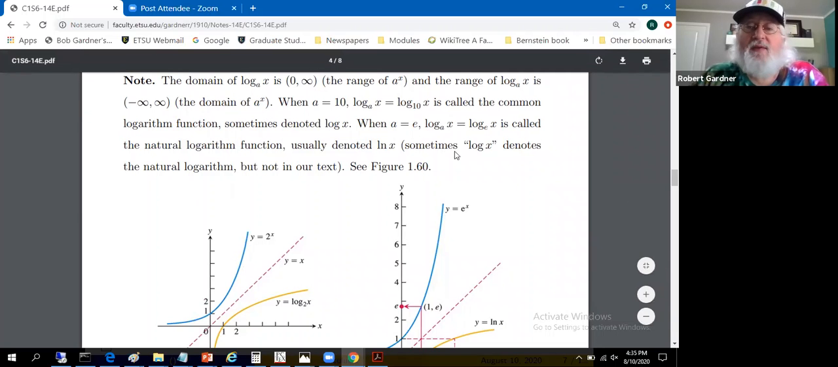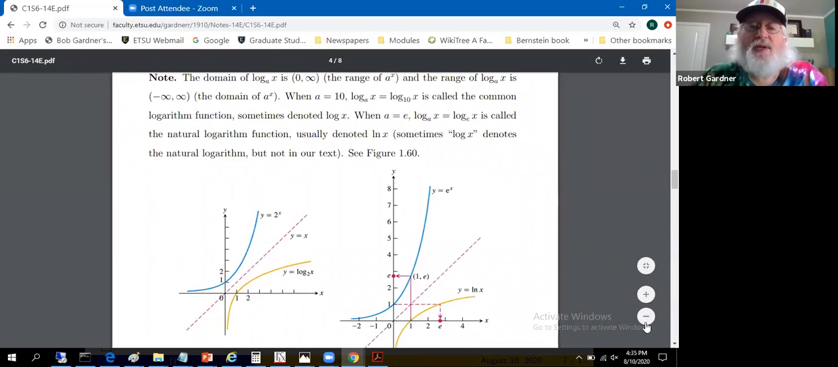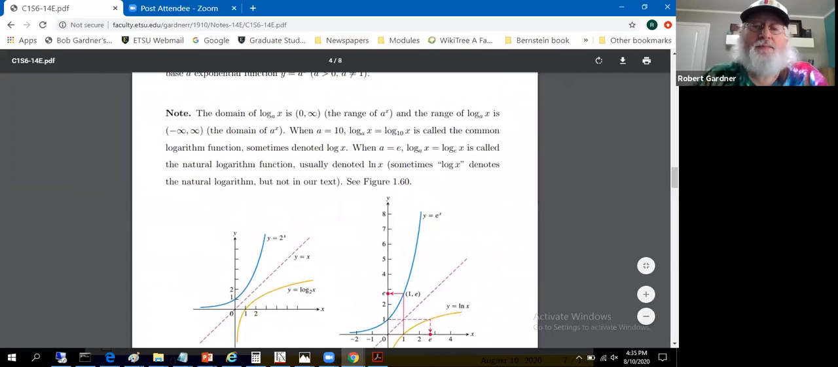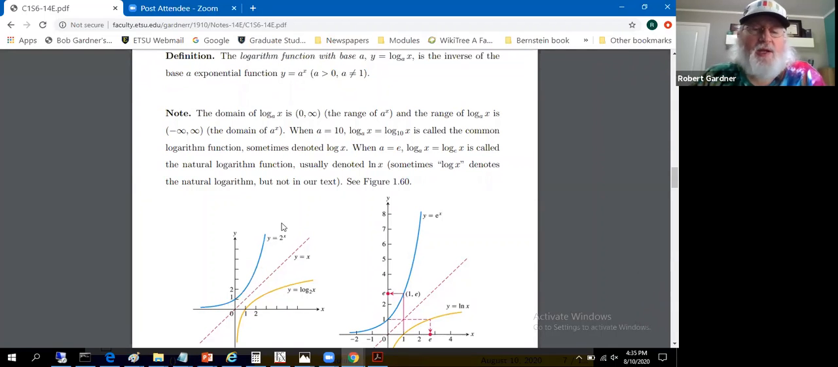The domain of a log function is, shrink this so we can see the picture and the conversation at the same time. The domain of log base a of x is 0 to infinity. It should be the range of a to the x. For example, here's y equals 2 to the x. What's the range for this function? The range is the stuff that comes out. It's everything greater than 0. That's what we get out of the y equals 2 to the x function. All right, that would be the domain of the inverse function, the domain of the log function.